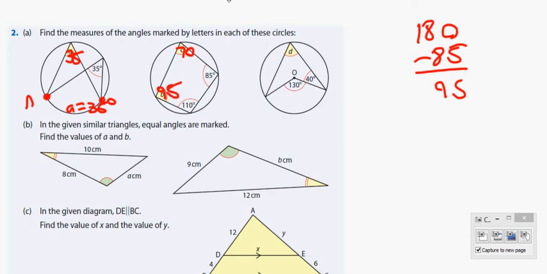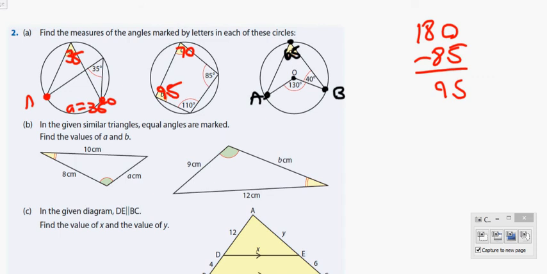Okay, the next one is the angle D. We can see that they both have the same arc. They're both standing on the same arc AB. But because this angle of 130 degrees is at the center of the circle and the other is on the circumference of the circle, it means it's half of 130 degrees, which is going to be 65 degrees.